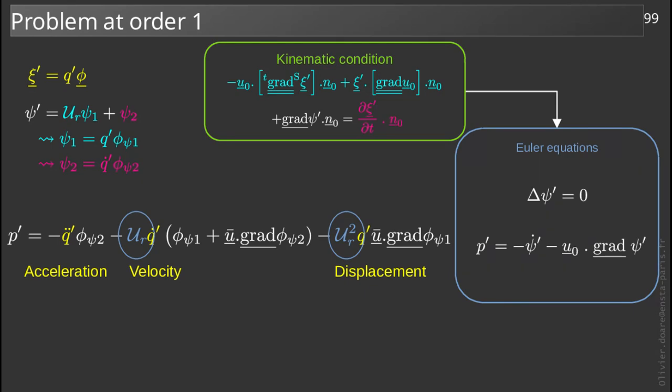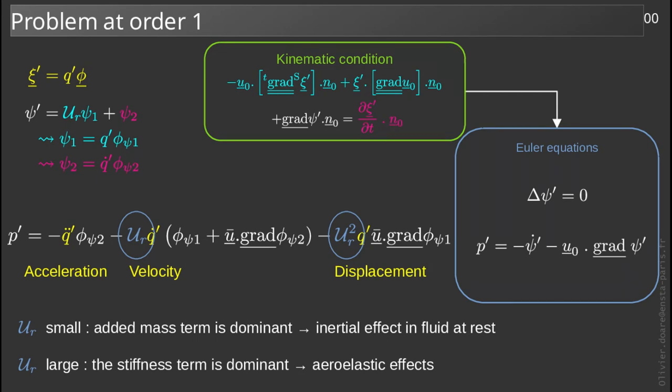This analysis made for the potential flow generalizes very well all that has been obtained previously. Indeed, we have obtained added mass in a fluid at rest, effects of added stiffness always proportional to the square of the velocity, and effects of added damping due to aerodynamics proportional to the velocity. And if UR is small, we find that the added mass dominates. It was the case with the fluid at rest. If UR is very large, it is the added stiffness that dominates. This was the case when we discussed the aeroelastic phenomena.